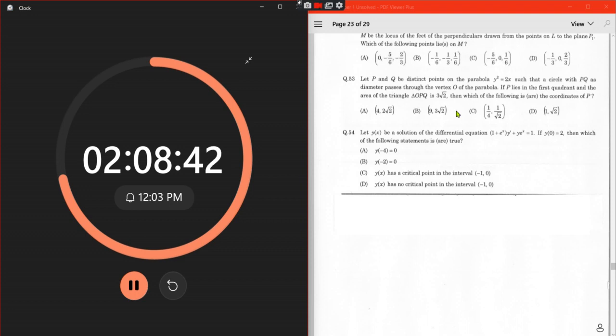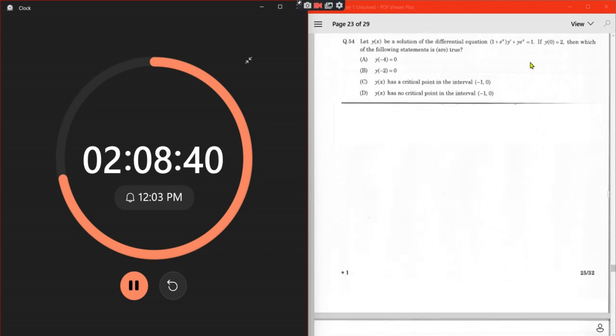Next question 54. Let y be a solution of the differential equation, then which of the following statements are correct? So plus e power x y dash plus y e power x is equal to 1. Okay, e power x times what? Like y dash plus y. Just the derivative of y e power x. Isn't that right? Yeah. So y dash derivative. Okay, cool. So the integration will give y plus y e power x is equal to x plus some constant. Just y is equal to x plus some constant upon 1 plus e power x.